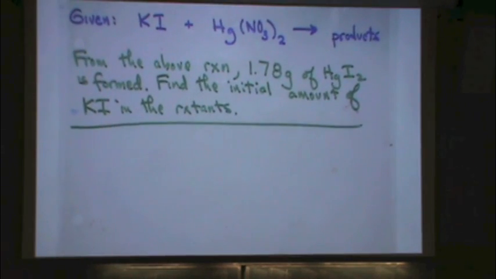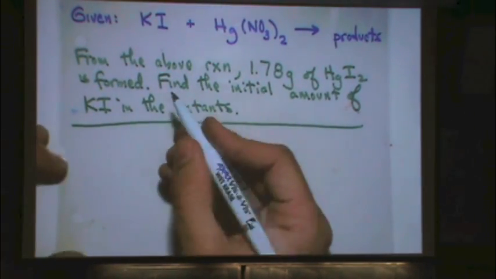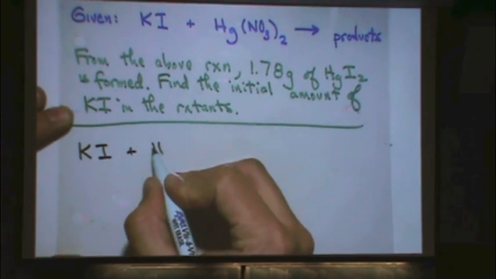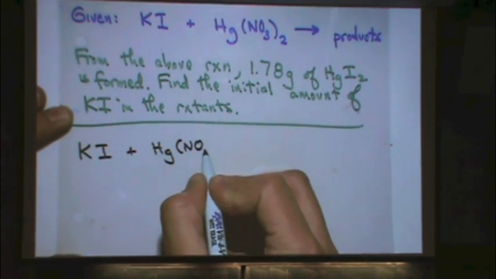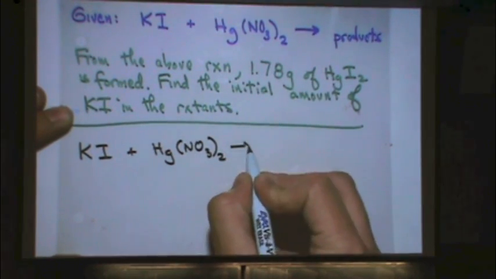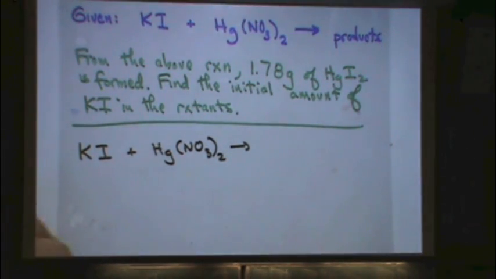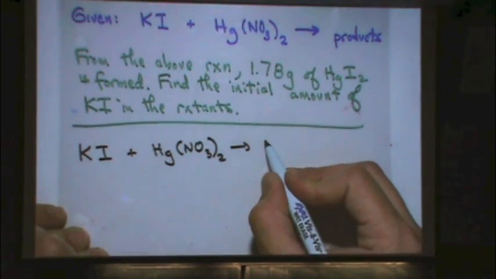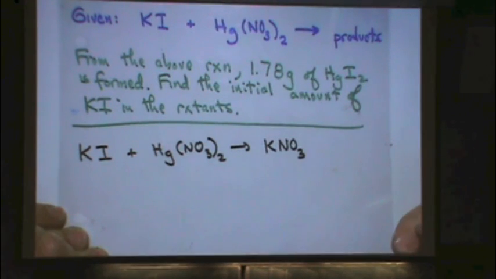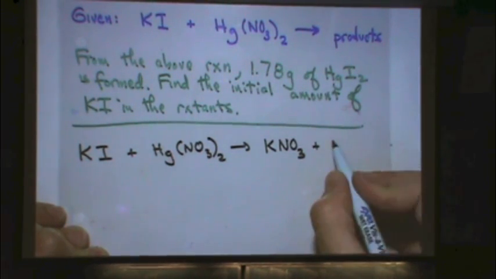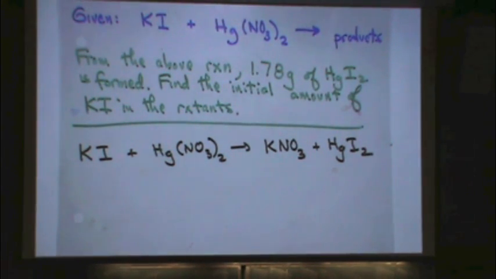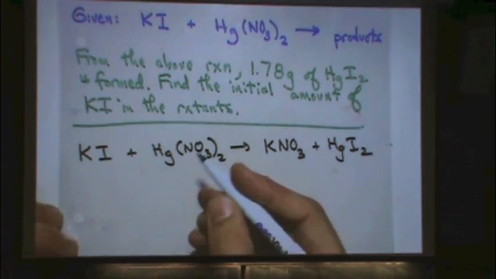When you're doing stoichiometry, what I always recommend is write out the reaction first. So KI, potassium iodide, plus Hg(NO3)2, mercuric nitrate. What kind of reaction is this, by the way? This will be a double replacement. We have an ionic with another ionic. So we'll go potassium nitrate, they switch ions, remember, and mercuric iodide. So there's my double replacement reaction. As time goes on, try to get more familiar with writing these. You'll need to do this on the exam.